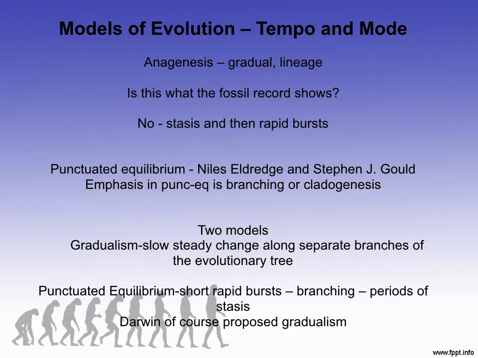So this led Niles Eldredge and Stephen Jay Gould in the 70s to propose a model of evolution called punctuated equilibrium. With punctuated equilibrium, the emphasis is not so much on one lineage slowly, gradually evolving into a new species, but that you have multiple branching events or multiple speciation events where you have branching and diverging of populations.